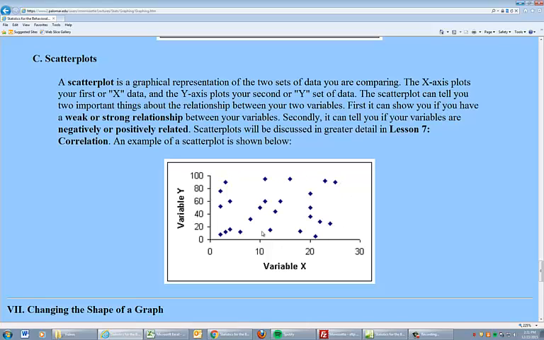This data right here looks like there is no relationship between these variables. If there was a relationship, you would see a straight line of data. We'll talk about that more in Lesson 7.